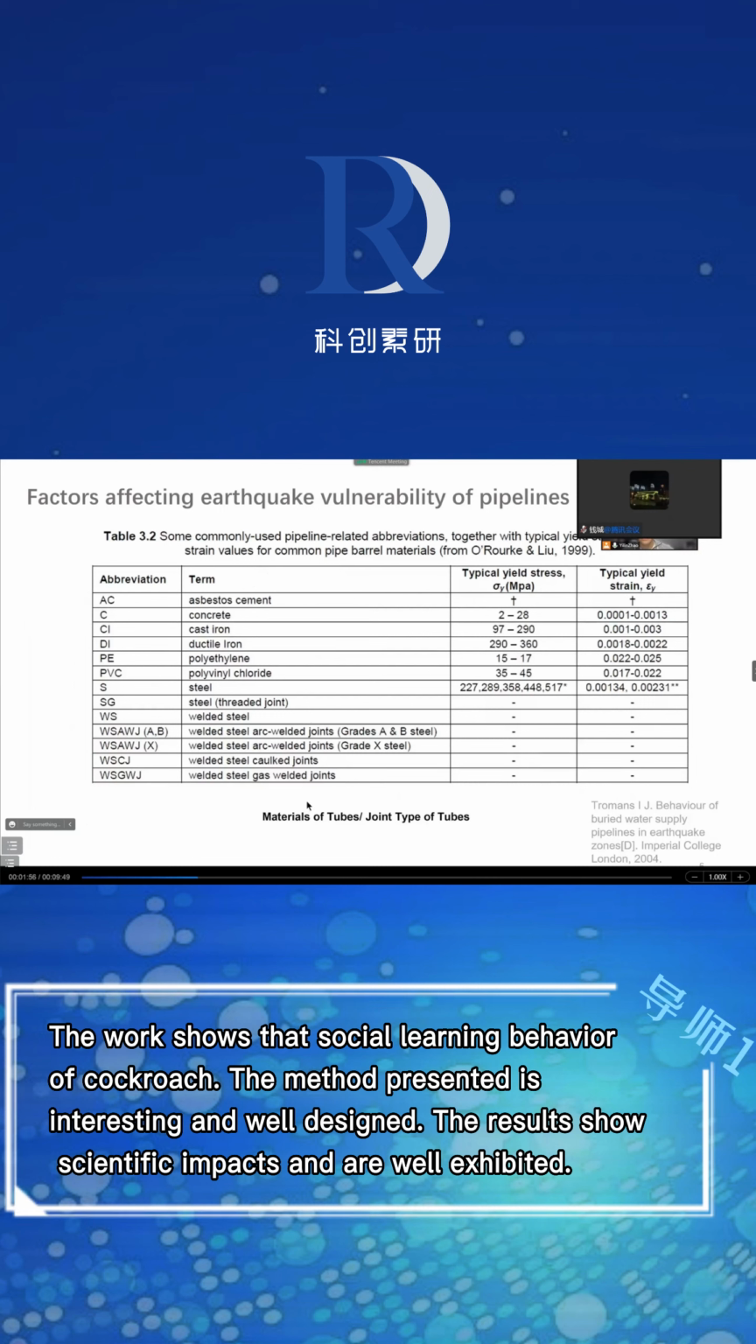And the materials of the tubes and the joint type of tubes also hugely affect the vulnerability of pipelines. So overall, the stronger the pipes are, the less prone to damage they are.